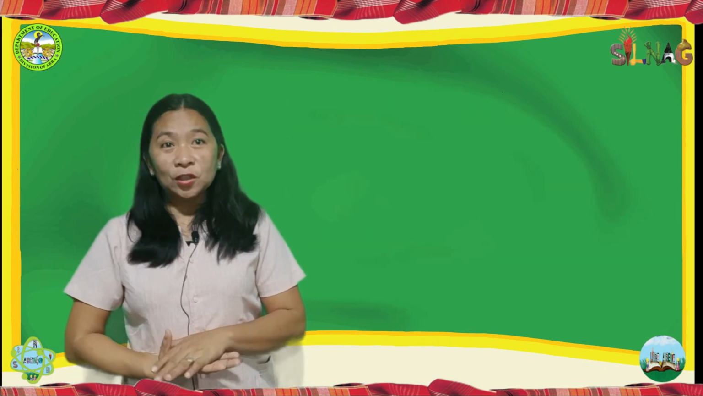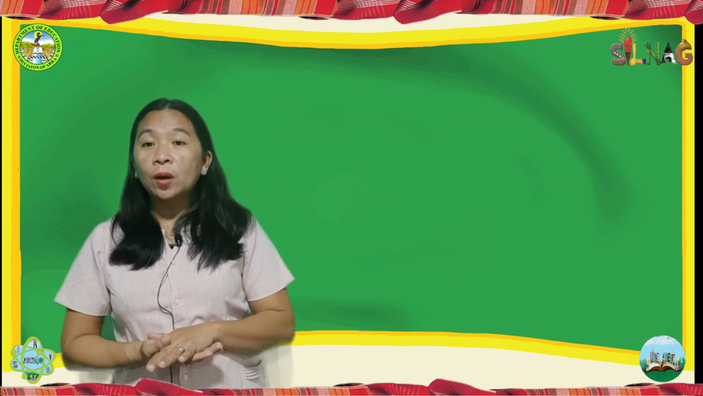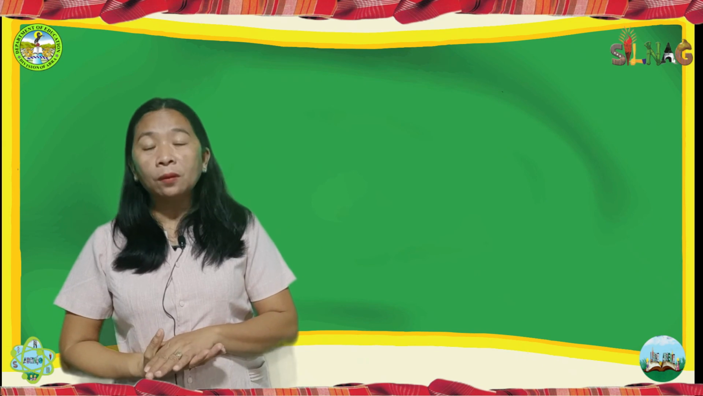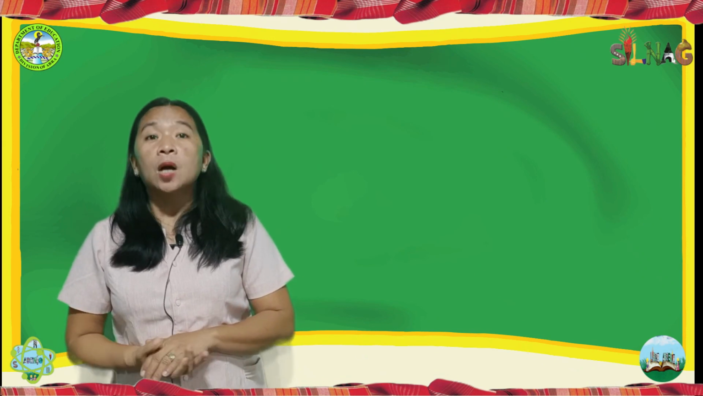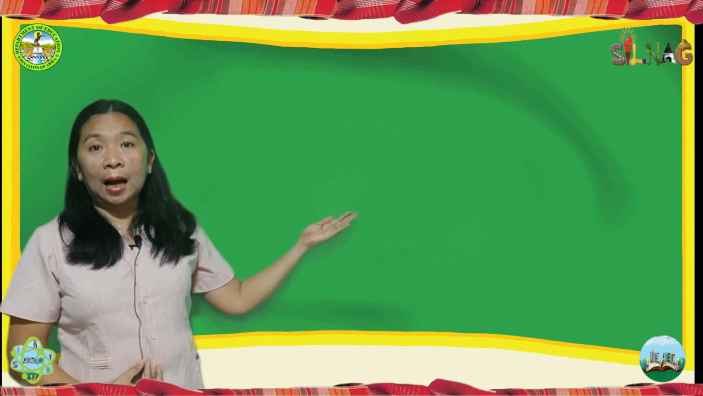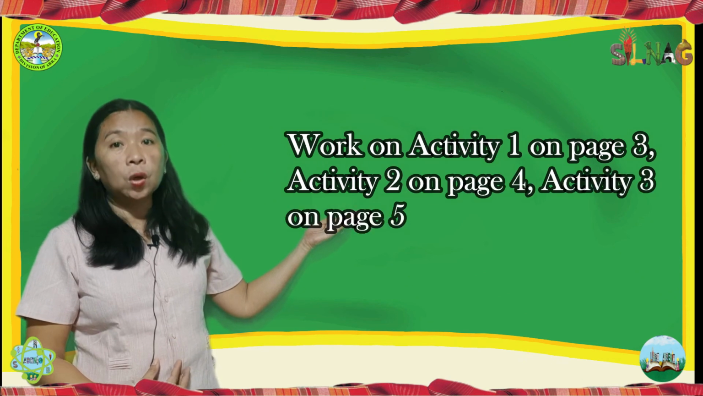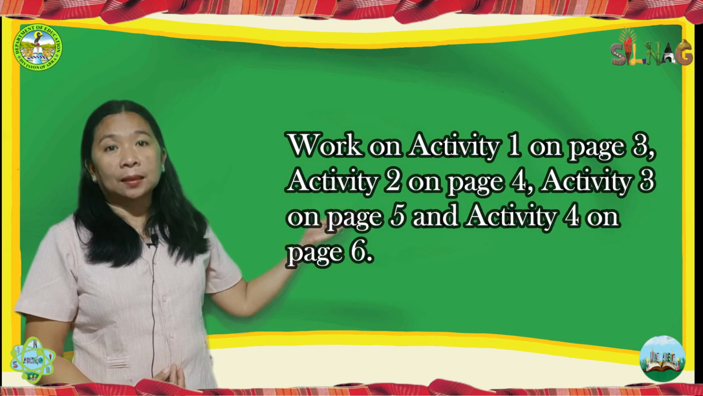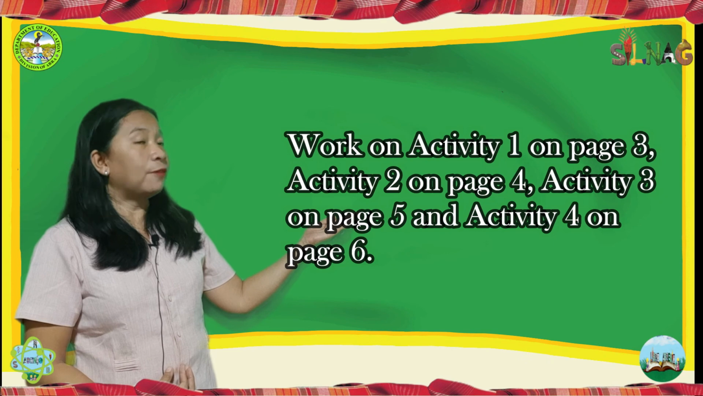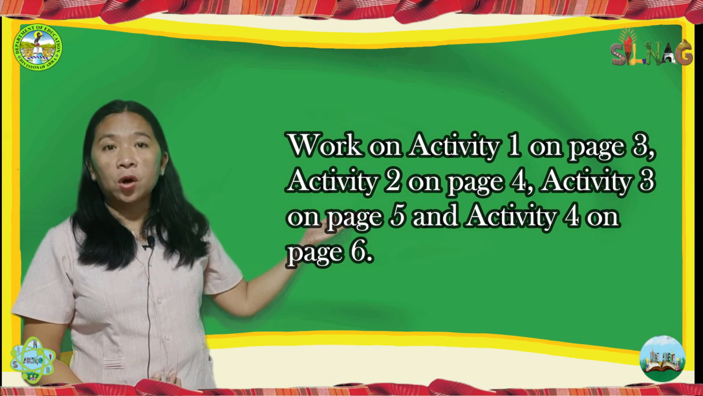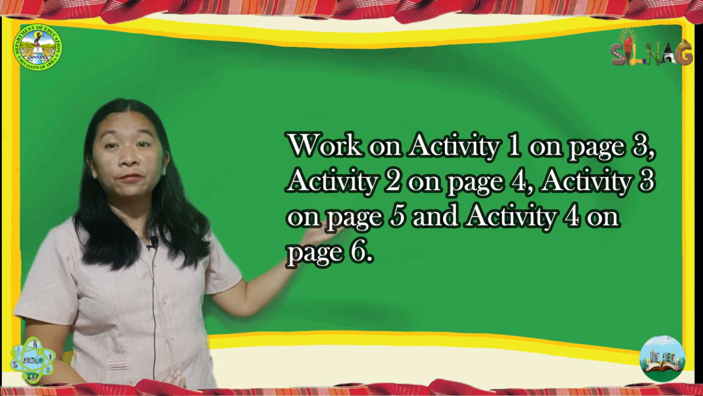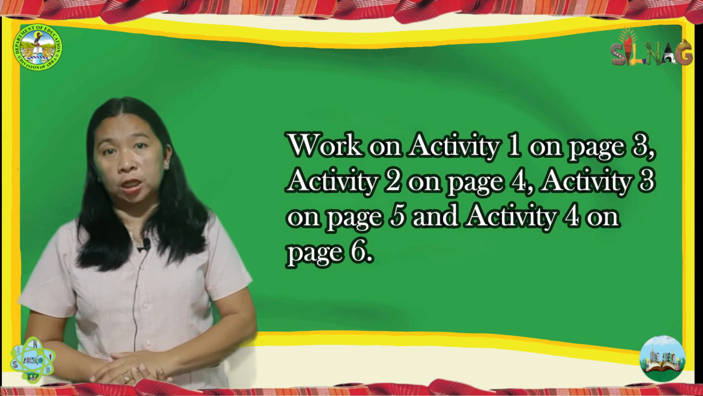That is for today. Now that you have learned how to solve a rational equation, continue doing the activities. Work on Activity 1 on page 3, Activity 2 on page 4, Activity 3 on page 5, and Activity 4 on page 6 of your learning activity sheet.